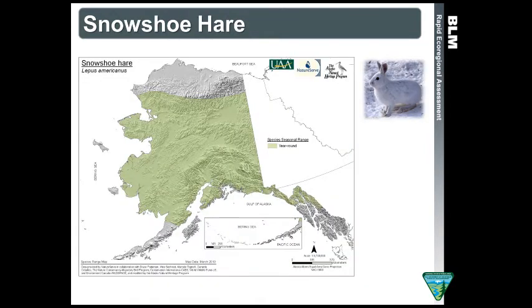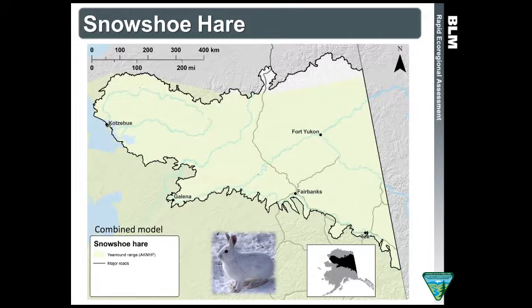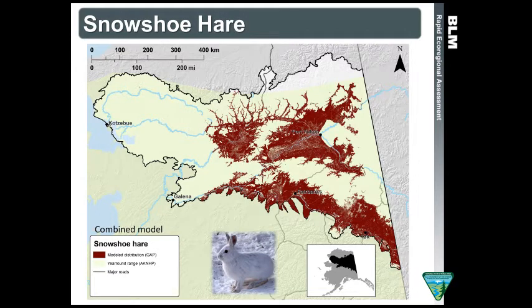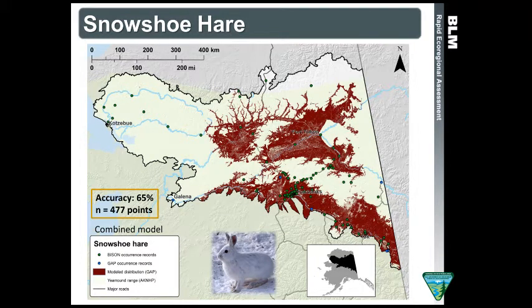And so the snowshoe hare is next. Again, the range distribution is all throughout the CYR study area. There's the range again. And the gap model, however, likes to think that it's only in part of the CYR study area. And when we overlay that with occurrence records, while most of them are falling within where the gap model is predicting them to be, we do have these ones out here. So the accuracy on this one was only 65%, and that was just about 500 points.